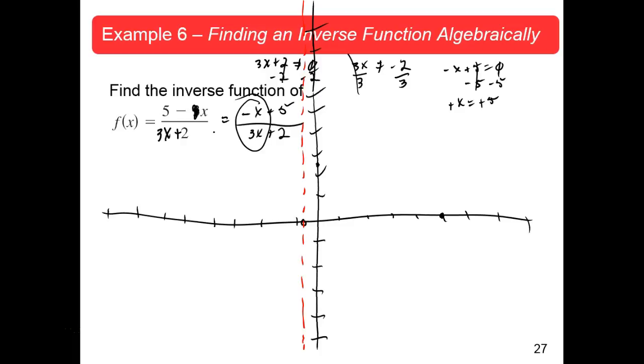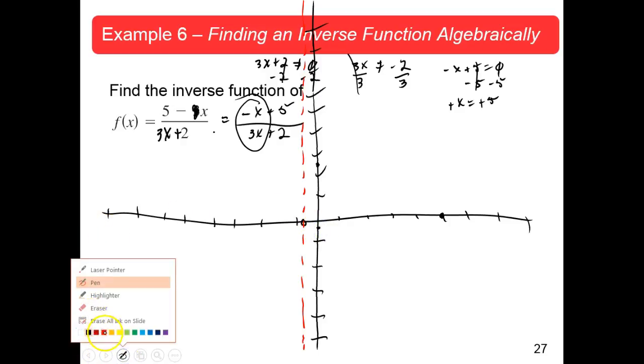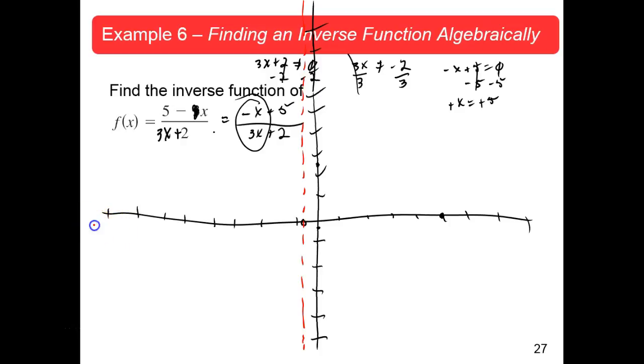It's -1/3, right? There is your horizontal asymptote. y is equal to -1/3. -1/3 is right down about there, right? Now, let me get my red ink back again, and that will be my horizontal asymptote.